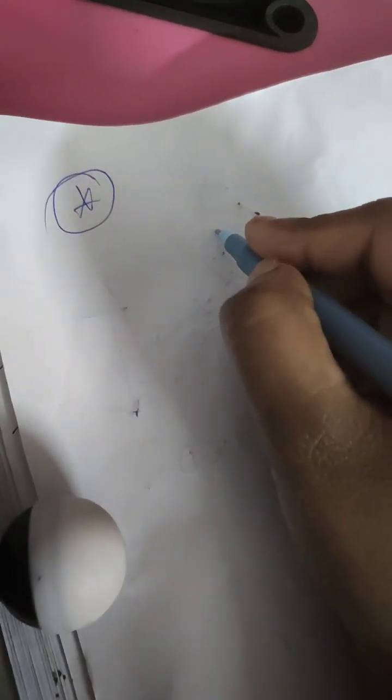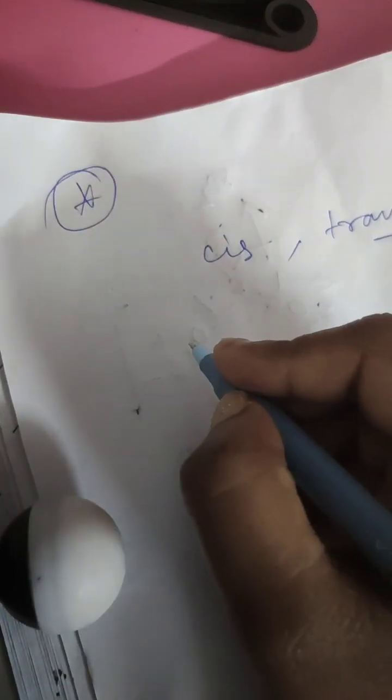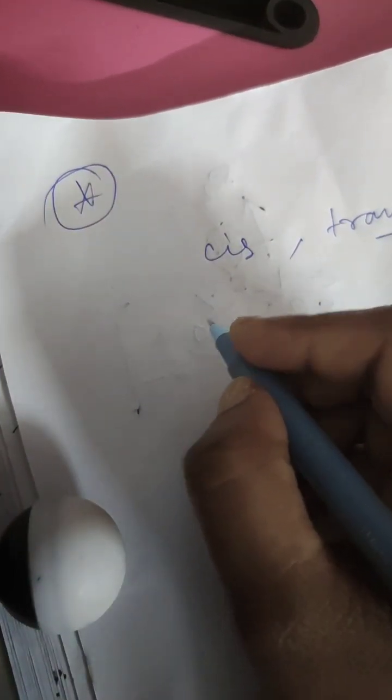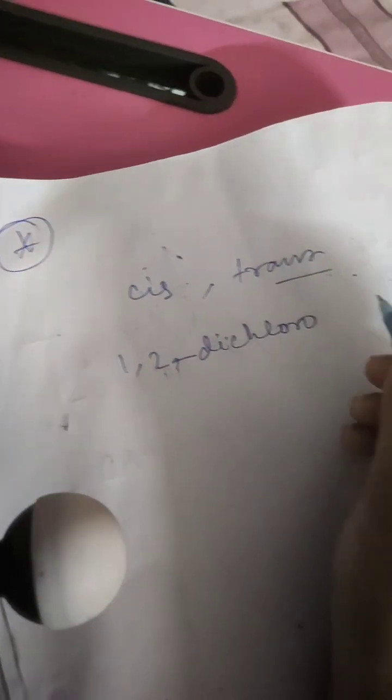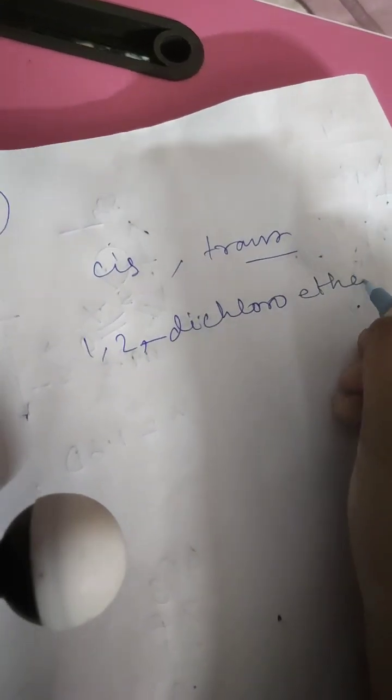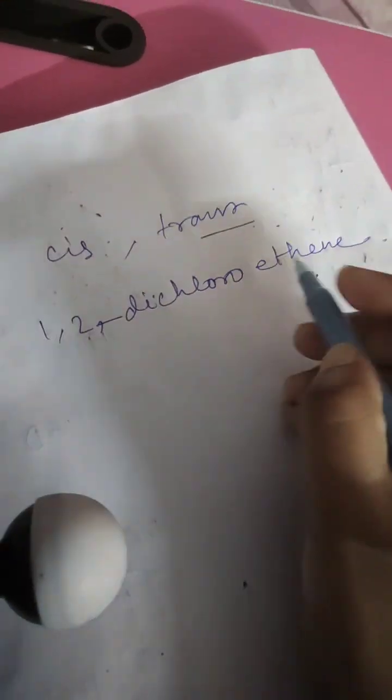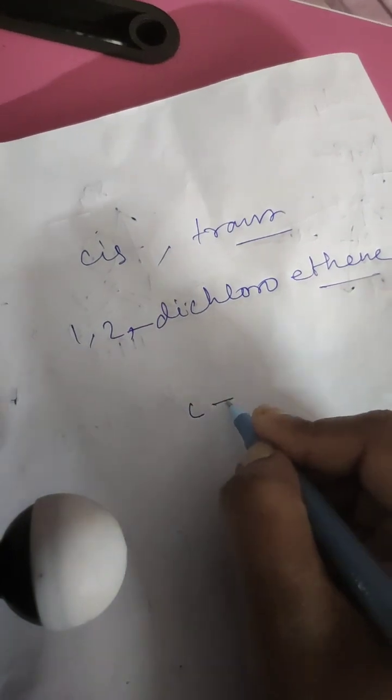Now this is a very important dipole moment question, that we have cis trans isomers. Basically diastereomers have two types of isomers. One is cis isomer and another is trans isomer. We know that. So we have the compound 1,2-dichloroethene. Basically ethene, a double bond is present here.